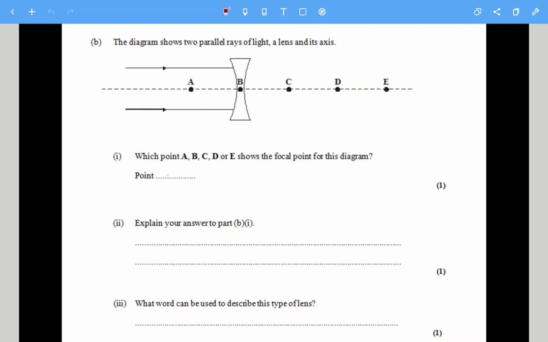So this one's going to be point A, because this is a concave lens, which is a diverging lens, which means that the light, just put that in the centre, will move outwards, and then you get dashed lines that come back to the focal point A. It's a virtual focus point. Explain your answer, B1. So probably something along the lines of it's a diverging lens.